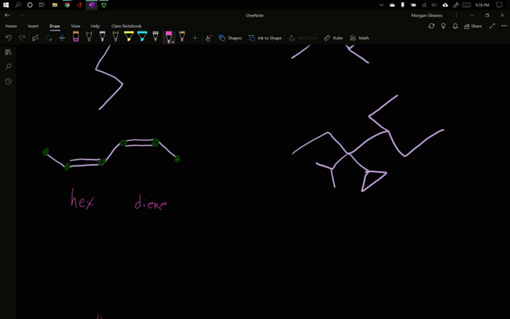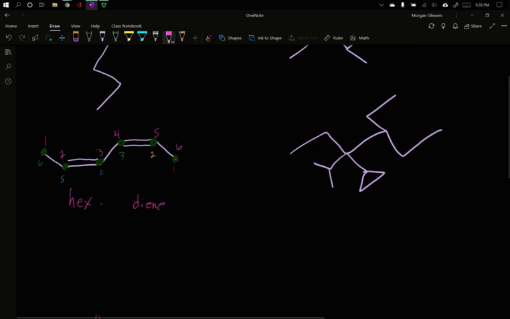Now, if we try to number it, well, whichever side we start on, if I try the other way, 1, 2, 3, 4, 5, 6. Regardless of which direction that we number from, 2 and 4 are going to be our starting points. So it doesn't actually matter whether we start left or right, we get the same numbers. It's going to be 2, 4 diene. Now additionally, we didn't do it for the ring. We'll go back and explain why here in a sec.